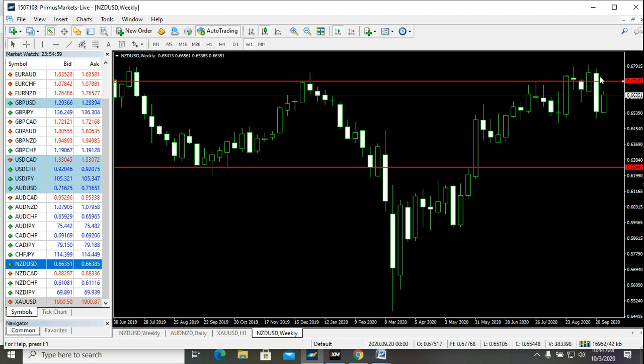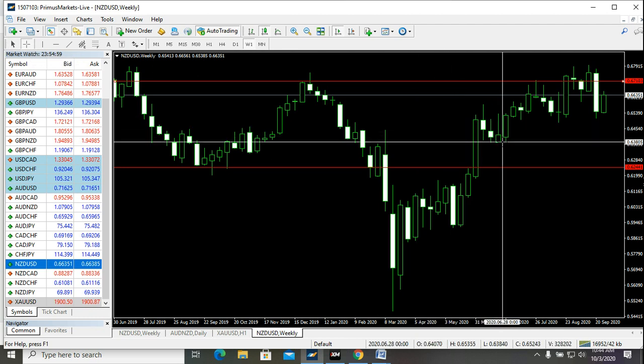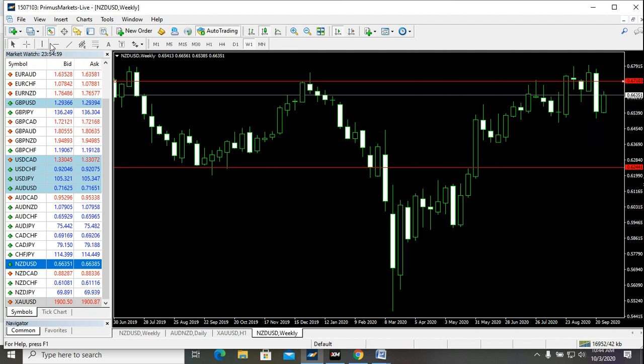Now, this pullback we are currently seeing, we have two levels to watch. The first level is here, this level. Let me give you that this is a level we need to watch. As this pullback is happening, we need this trade to come back to this level and then either gather momentum and go back up, or come back to test this first resistance here, which was broken.